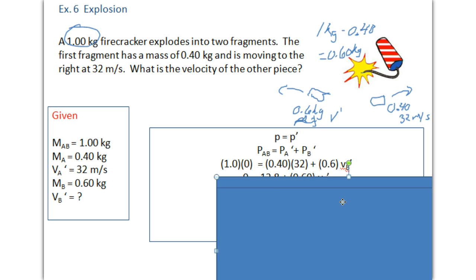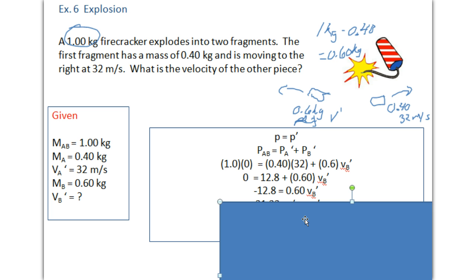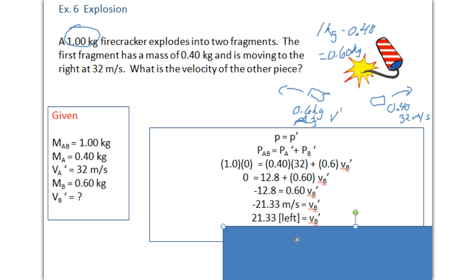So now we just work out the math. 12.8 equals 0.6 times velocity, so we move our 12.8 over and divide by 0.6. And we find that you get negative 21.33 meters per second, or 21.33 meters per second to the left because of the negative. And if we want to get it down to significant digits, 21 meters per second to the left.